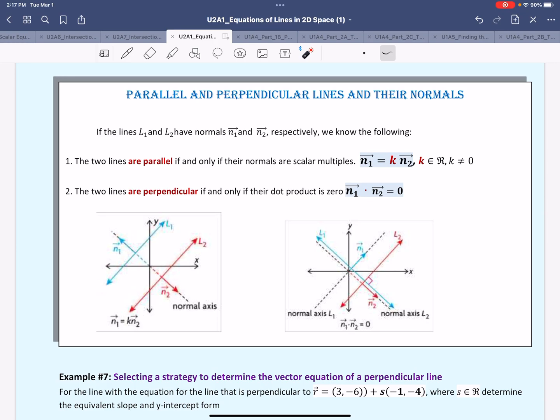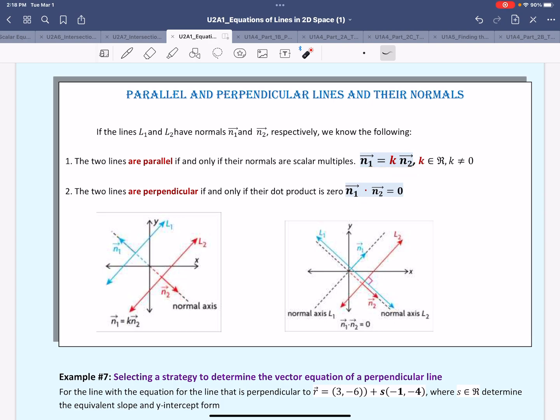As you can see, if two lines are parallel, then the two normals will also be parallel. So two parallel normals or two parallel vectors must be scalar multiples of each other. So in conclusion, we're going to say that the normals of two parallel lines are scalar multiples of each other, which means we can write them in the form n1 equals k n2, where n1 is the normal to the first line and n2 is the normal to the second one.